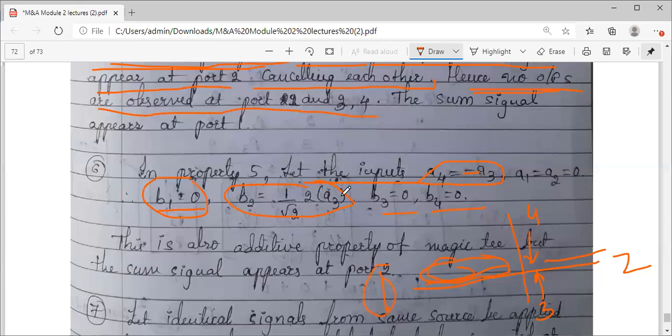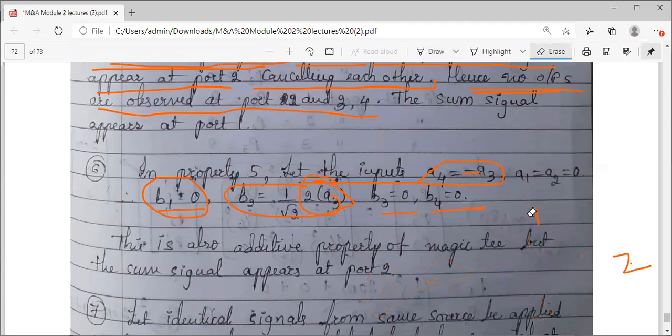उल्टा होगा, जो property 5 में हमने देखा उसका उल्टा होगा. So in port 2, when they enter from port 3 and 4, both the components will enter port 2 and they are in phase components, so they add up. Hence you get 2 times. Hope you understood fifth and sixth property.